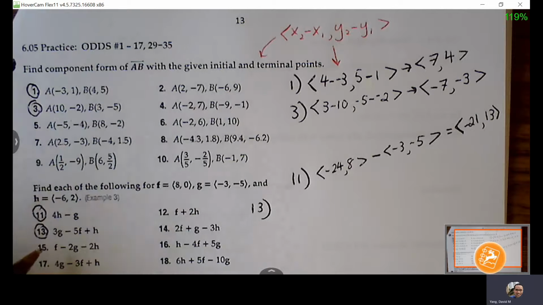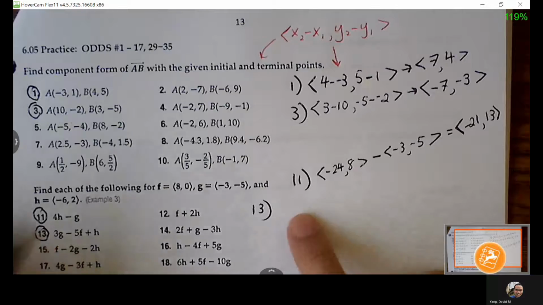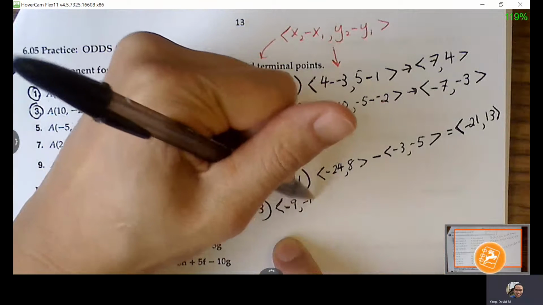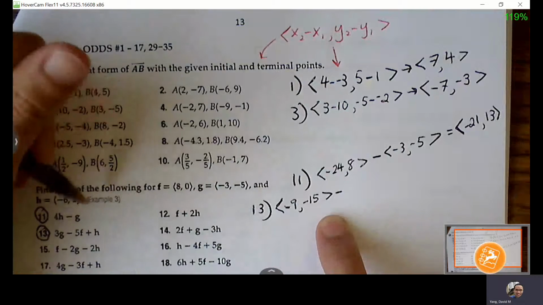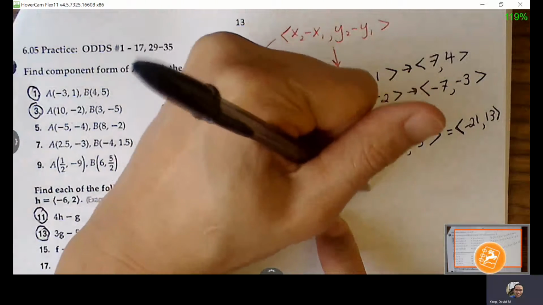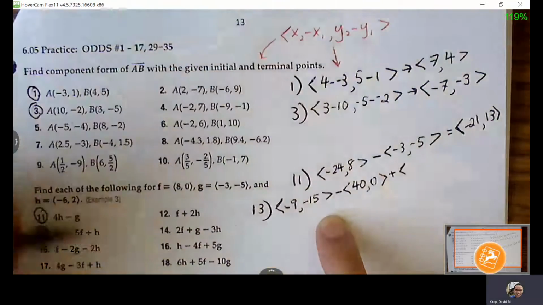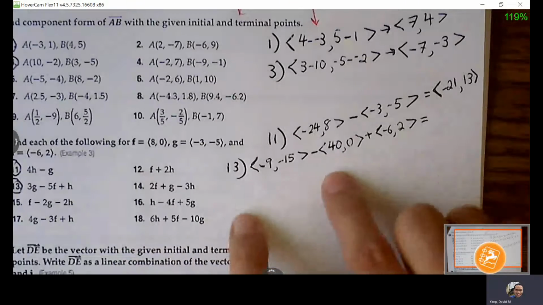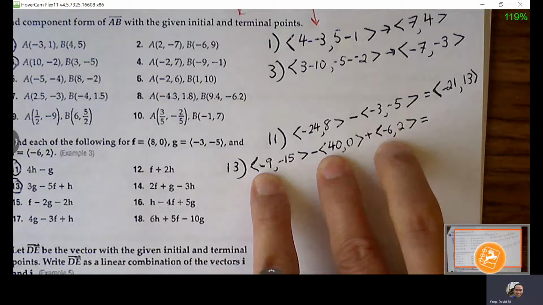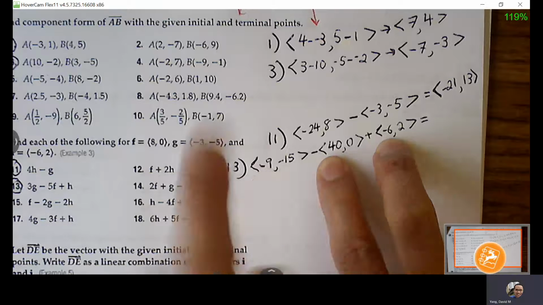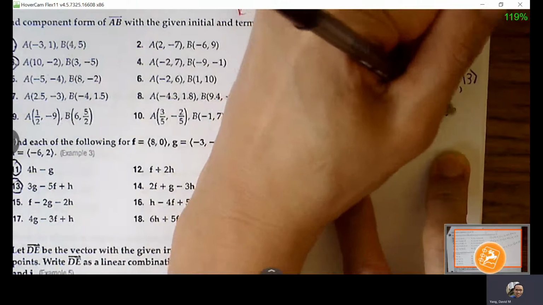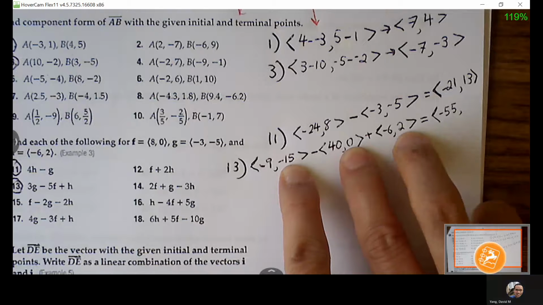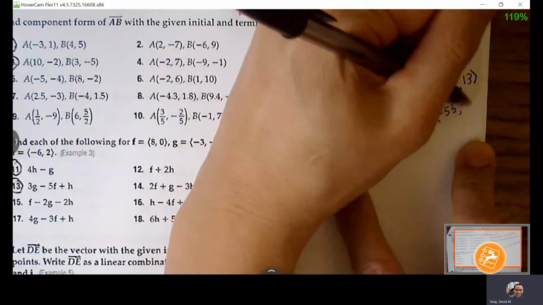Okay, 13. 3g minus 5f plus h. Okay, add all the x's together, so -9 minus 40 minus 6. Okay. Merge all the y components together, -15 plus 2, -13.